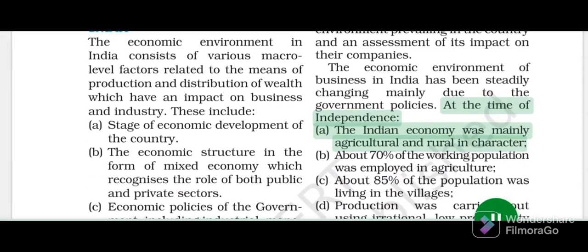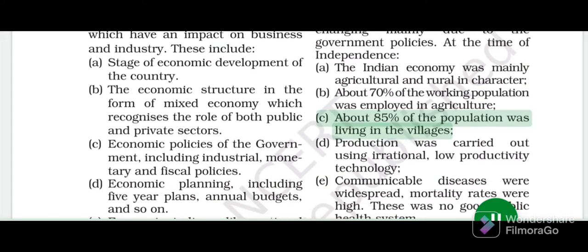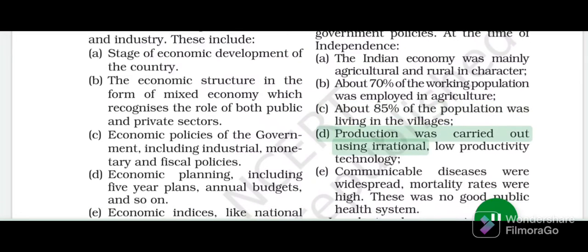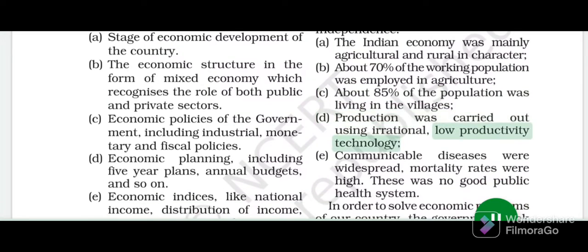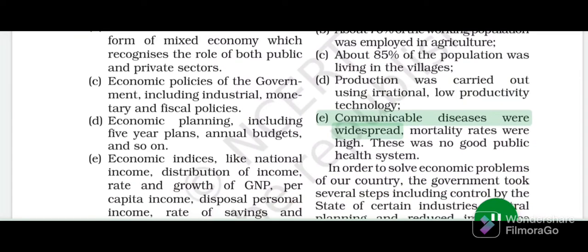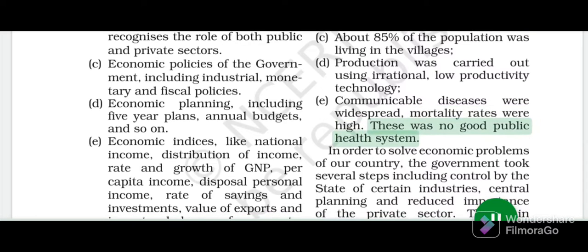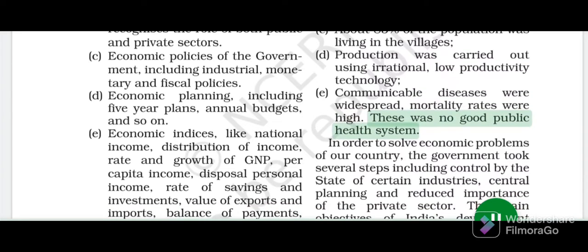At the time of independence, a. The Indian economy was mainly agricultural and rural in character. b. About 70% of the working population was employed in agriculture. c. About 85% of the population was living in the villages. d. Production was carried out using irrational, low productivity technology. e. Communicable diseases were widespread, mortality rates were high. There was no good public health system.